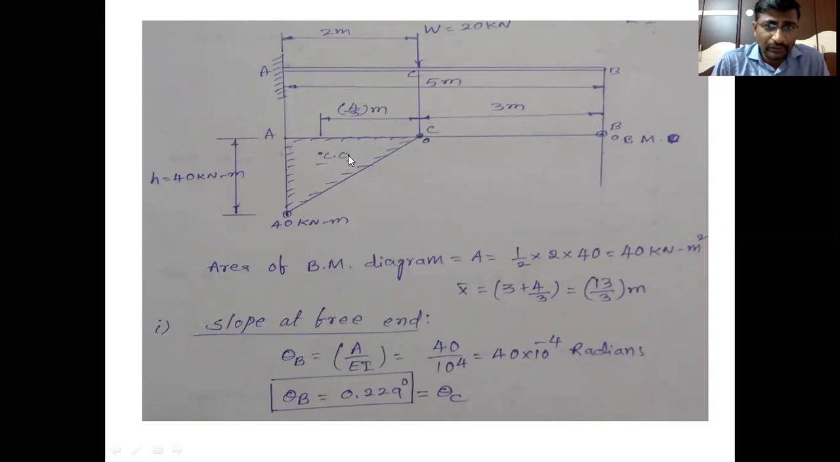And slope at point C is also the same. Because to find the slope at point C, we need the area of the bending moment diagram between A and C. Area of the bending moment diagram between A and C and between A and B is the same, because the area of the bending moment diagram between these two is 0. Okay? Therefore theta C is also equal. Slope at point B is equal to slope at point C.